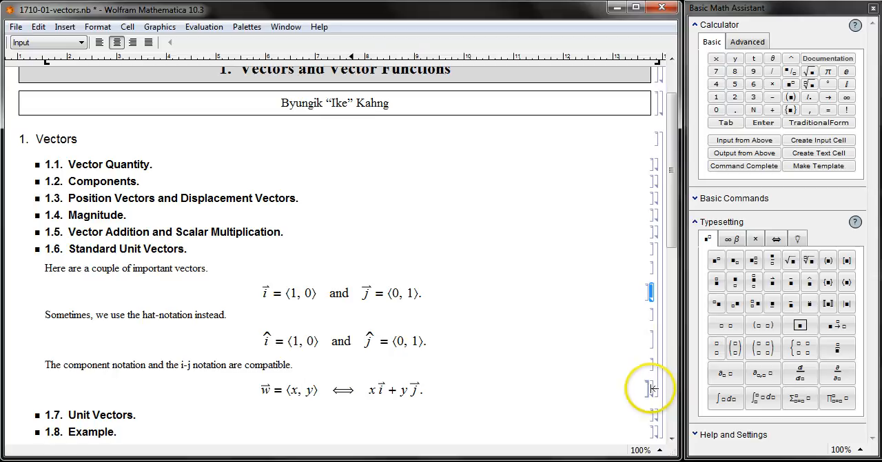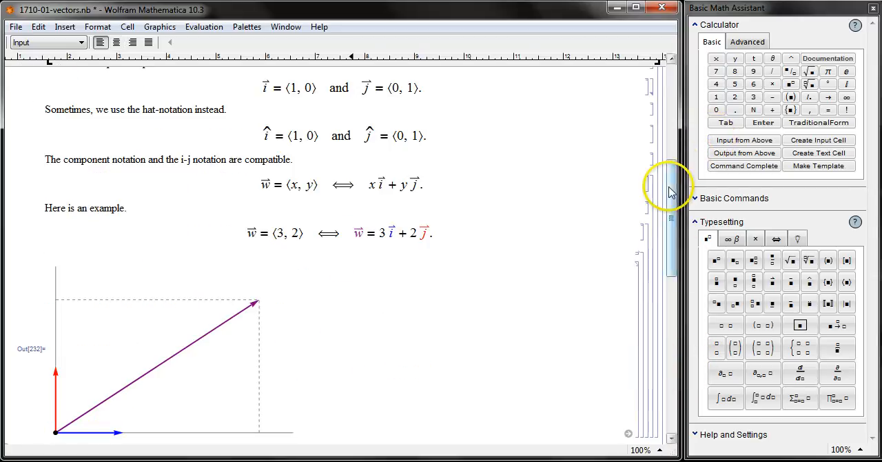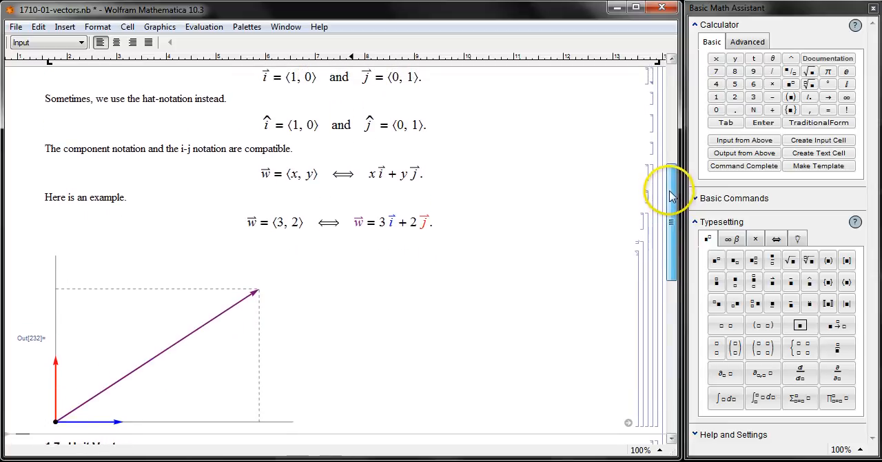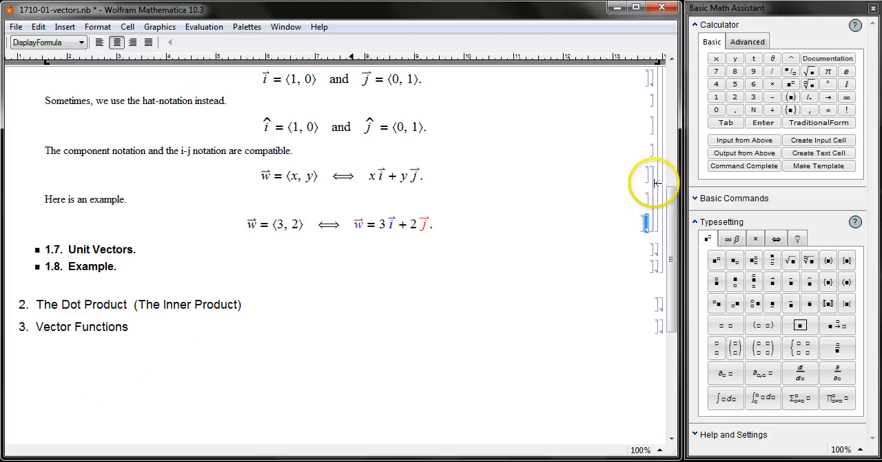Where's the visualization, by the way? Is it here? Yeah, okay. And we have a vector w, which is (3, 2), but i is this blue and j is this red, and then I go 3 times the blue, so 3i plus 2j, that's going to go from 0 to (3, 2). So w is (x, y), which is the same as xi plus yj, basically. Here's a visualization of that.